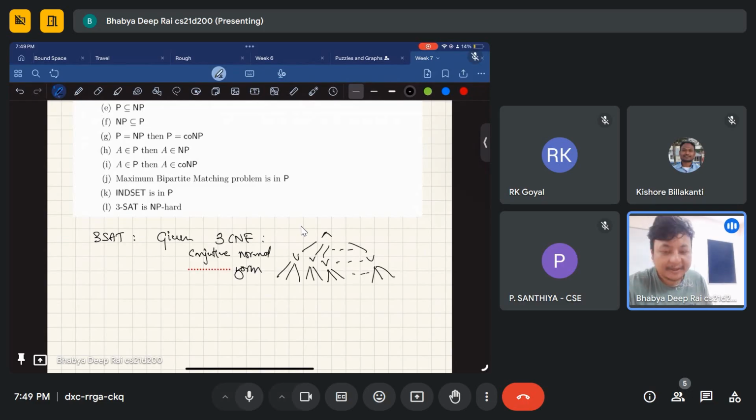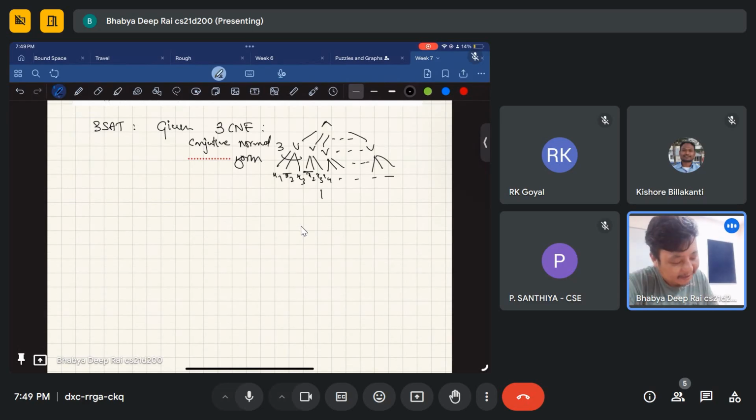This is what it always looks like. So there are 3. So here it's x1, x2, x3, x2, x3, x4, let's say, and so on. So this is 3 CNF. Note that this formula does not look very tough, right? It's very simple. This is the diagrammatic way to show it.